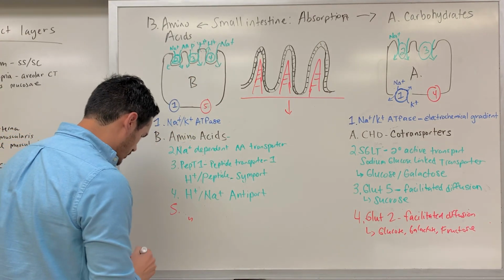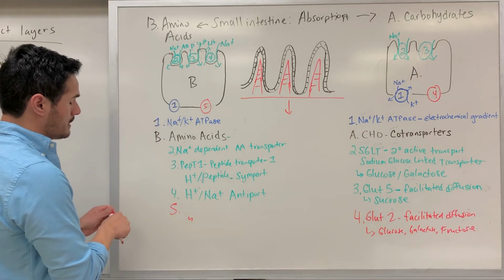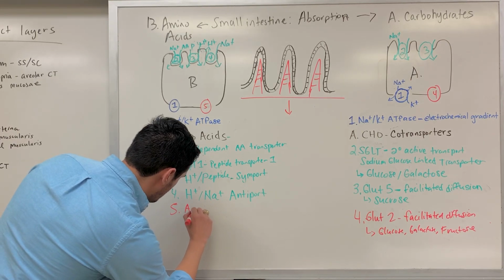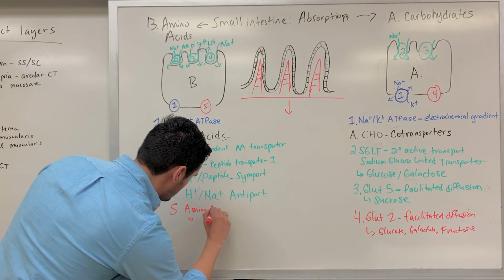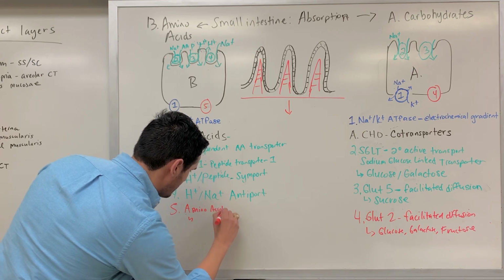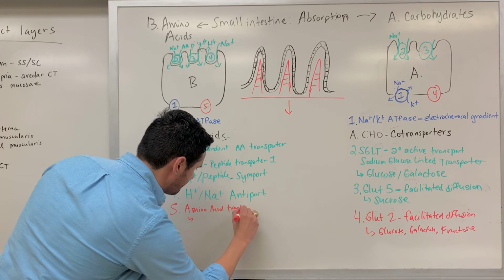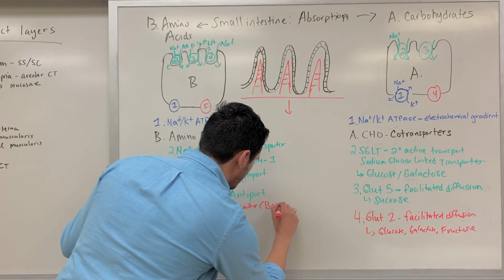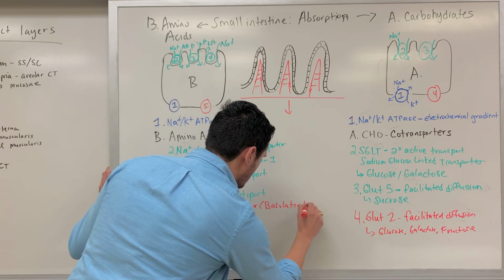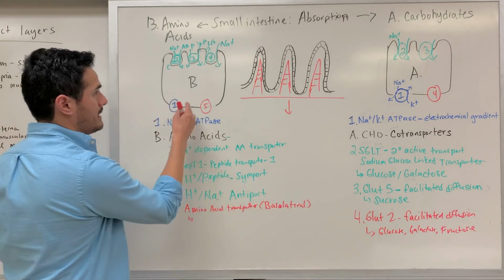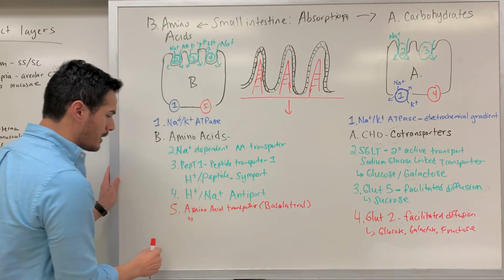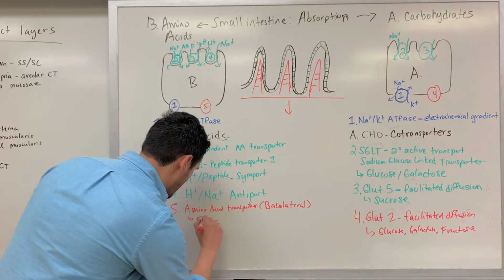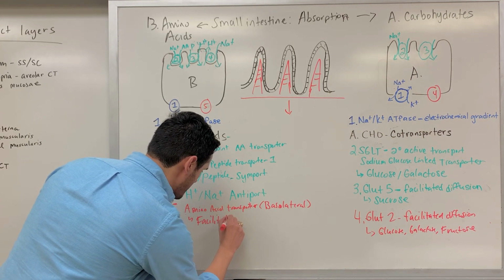Okay, so number 5, how do we get these different amino acids here into the capillaries? They have to travel through number 5. So number 5 is just our amino acid transporter. And this transporter is located on what's known as the basolateral side, meaning that it's on the bottom and then it's lateral. And the mechanism that's utilized here is also facilitated diffusion.